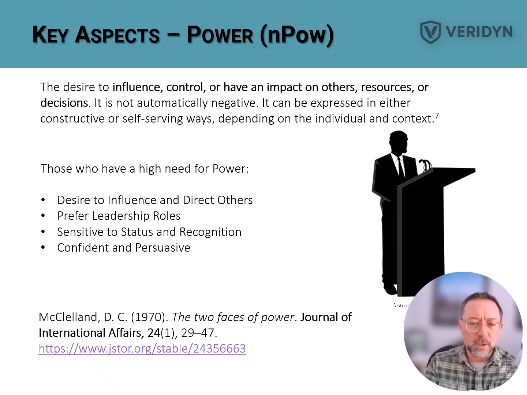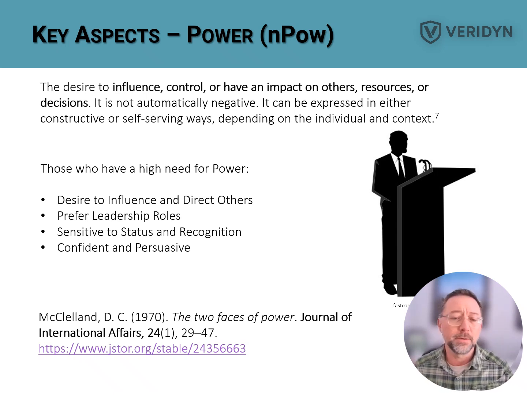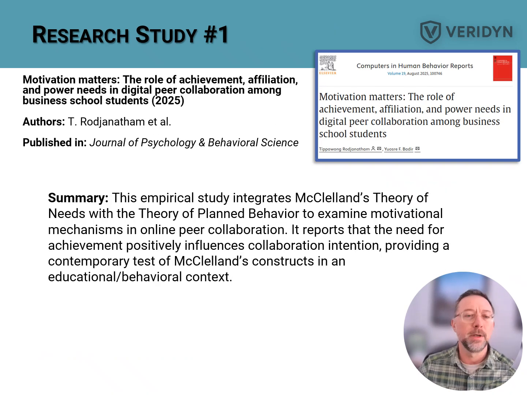So I haven't really talked about my references yet, but I wanted to highlight this one, McClelland's The Two Faces of Power, which I thought was a really interesting paper about the dark side of power, right? We could all pick some pretty obvious examples of people that have been in power that used it in a negative way to influence others. So it's not automatically negative to have a need for power and that what motivates you, but we have to be very aware of two faces of power.